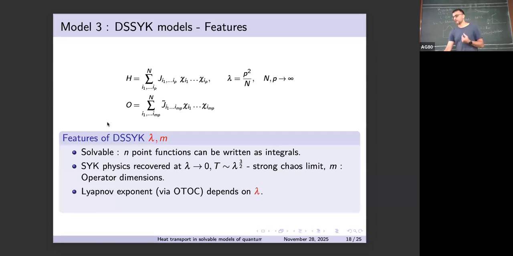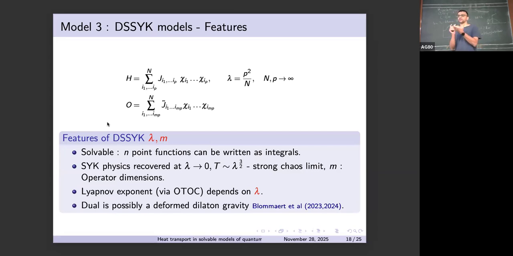Lyapunov exponents can also be computed. Now it has a lambda dependence. In the SYK limit, it is 2 pi by beta, which is maximal, but now you can compute it at least order by order in lambda. People have done that. There is a proposed dual for it, which is dilaton gravity, but with not a linear potential, but a sine potential, sine dilaton gravity.